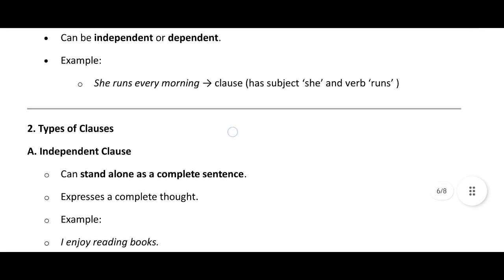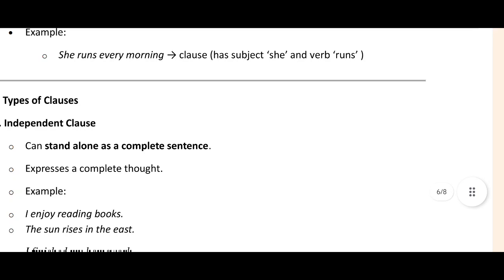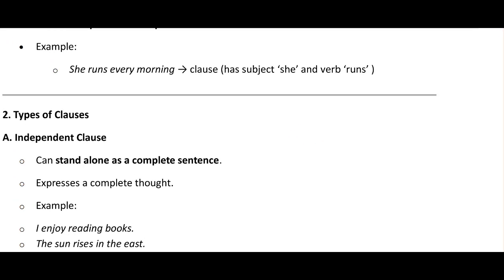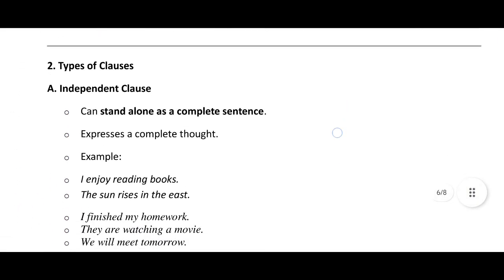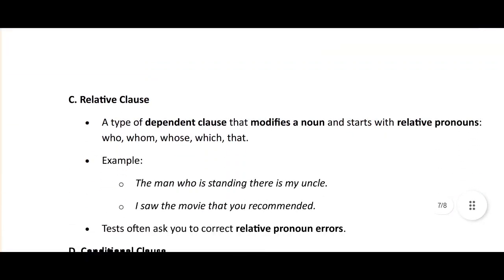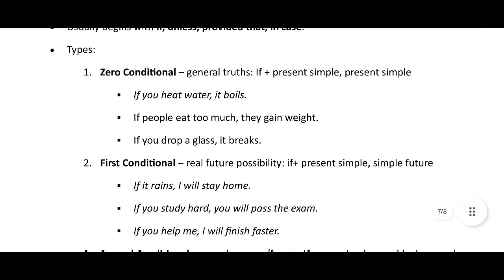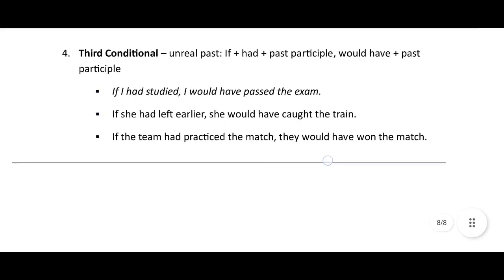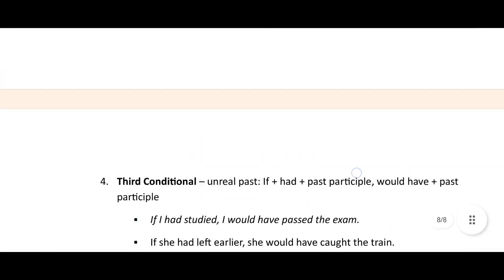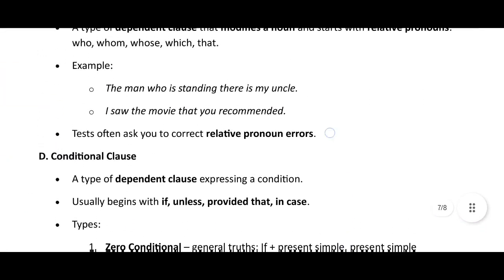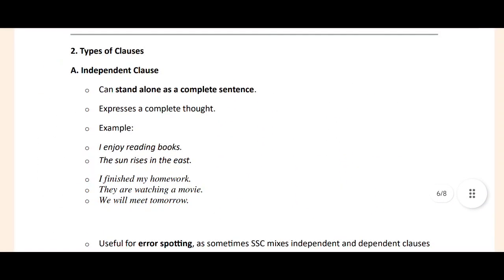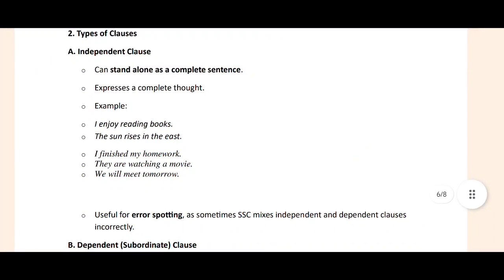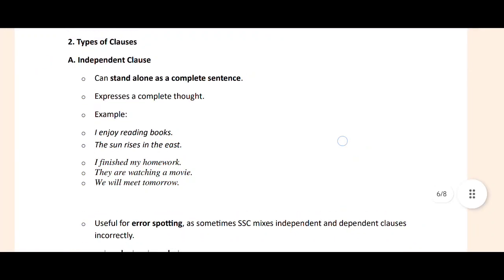Let us see. She runs every morning. Here the whole line, she runs every morning, is an independent clause. Types of clauses: independent clause, dependent clause, relative clause, conditional clause, and then third conditional. So that's it. Now let us discuss one by one. First one, independent clause. An independent clause can stand alone as a complete sentence.